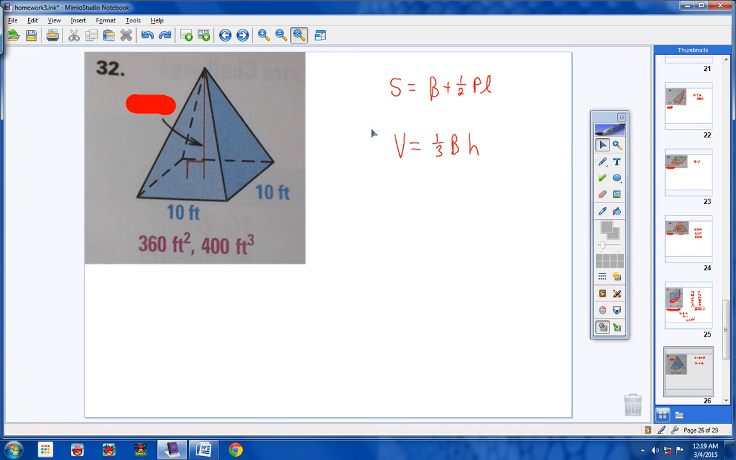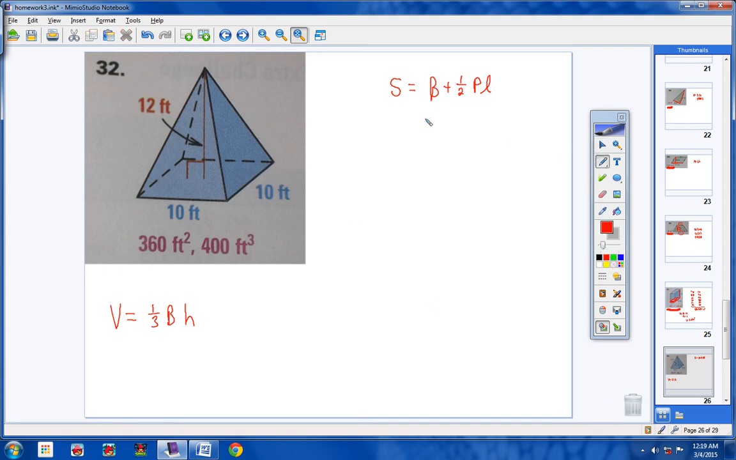Now let's start off first of all with the surface area. Okay, let's get this out of the way. Now the surface area is capital B, that's area of base, plus 1/2 P L. P is the perimeter of the base, L is the slant height. Okay, L is the slant height. And so I'm not sure why I covered this up, but anyways, there we go.